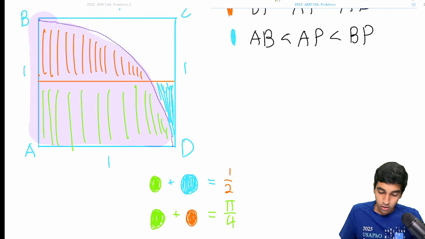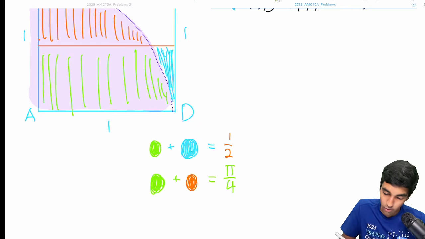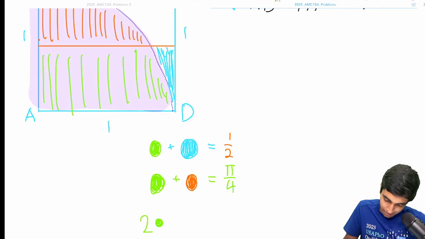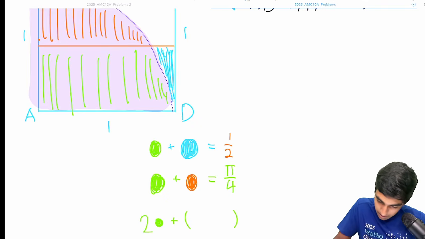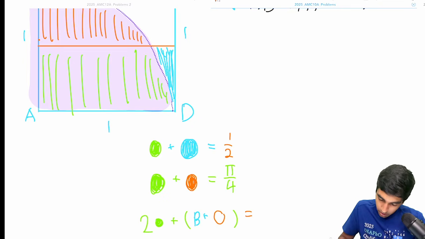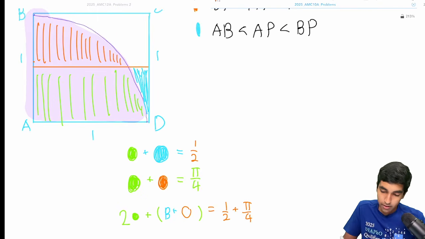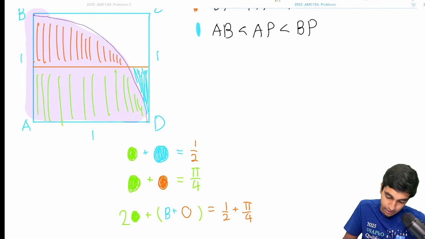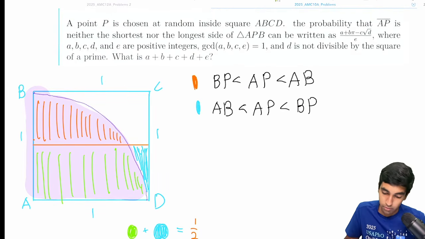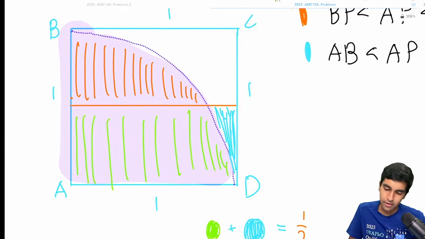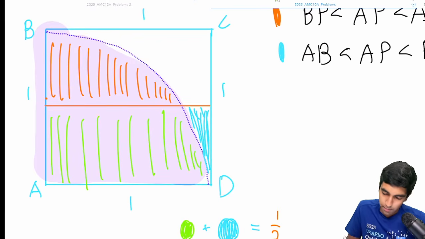So now we're just trying to solve for orange plus blue. Let's add up these equations. We get 2 times green plus this is our answer. I'm just going to write blue plus orange equals half plus pi over 4. So now we just have to essentially find out what this green region is, and then we're done, right? Because we're looking for blue plus orange. So what is this green region? What's the simplest way to do this?